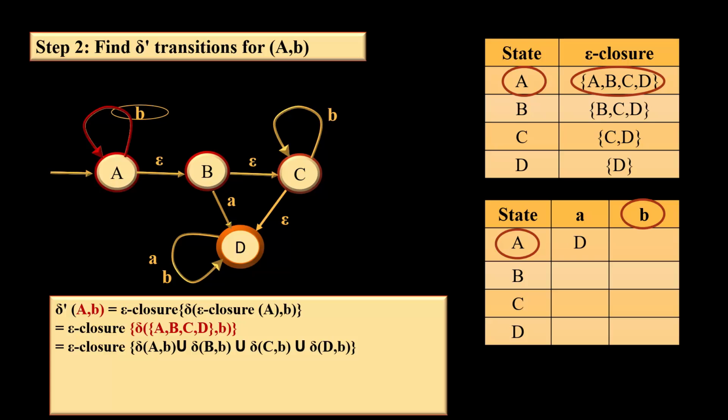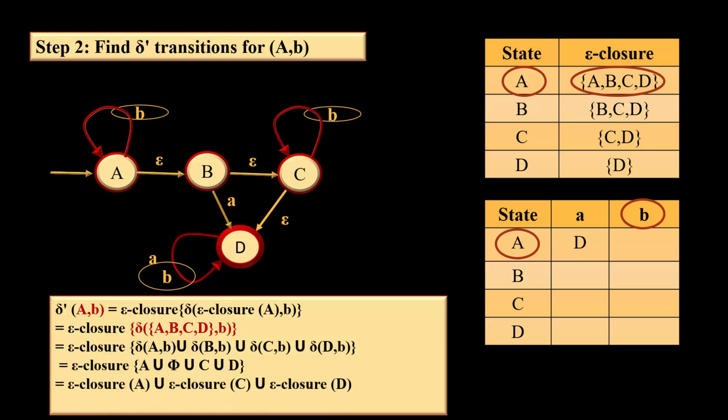On B there is no transition, so this will be phi. On C there is a transition, there is a self loop. And likewise on D there is a self loop. So we will have epsilon closure of A, C and D as the output. That is epsilon closure of A, epsilon closure of C and epsilon closure of D. This means that we will have A, B, C, D as the output corresponding to A comma B.